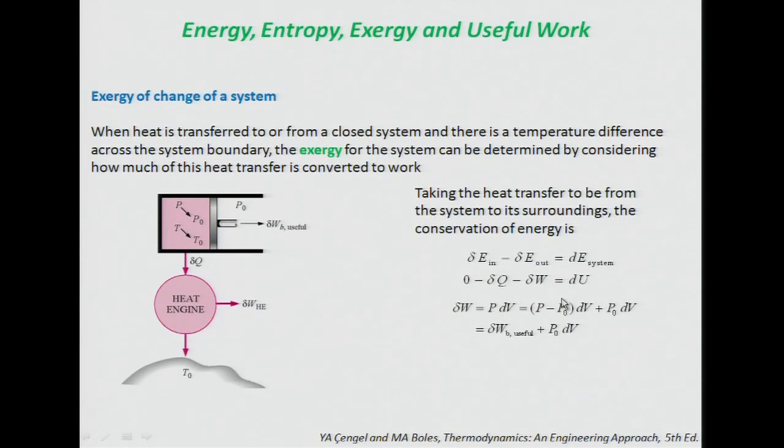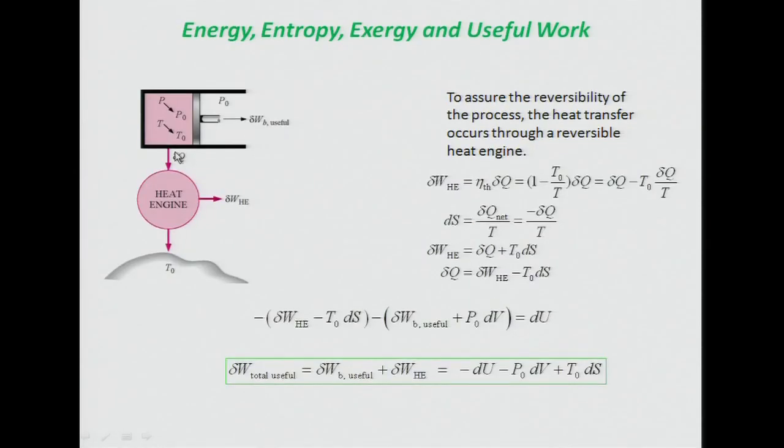That's equal to the actual useful work done plus the work done to the surroundings. So we can describe it like that. We want some reversibility in the process, so we have a reversible heat engine here. And for this reversible heat engine, the work done is equal to the theoretical efficiency times the incremental heat input to the engine. You can write it this way.